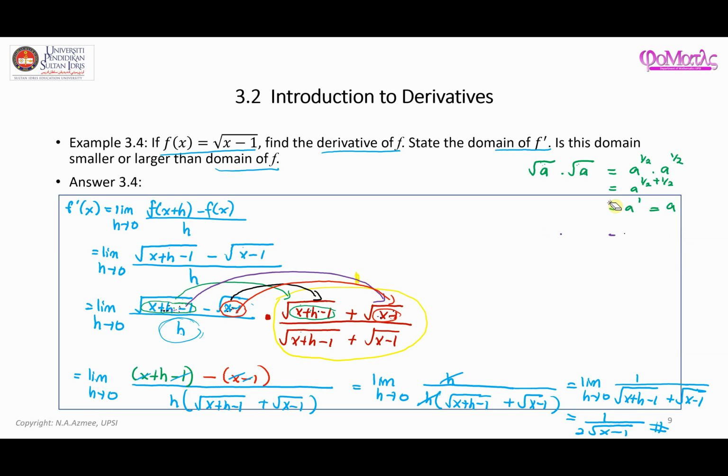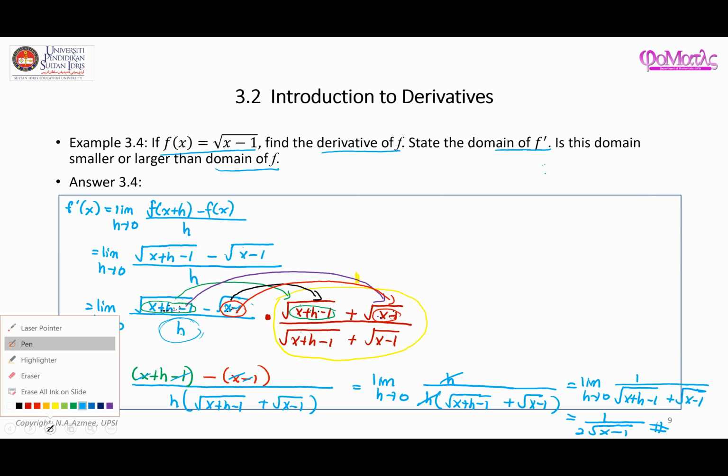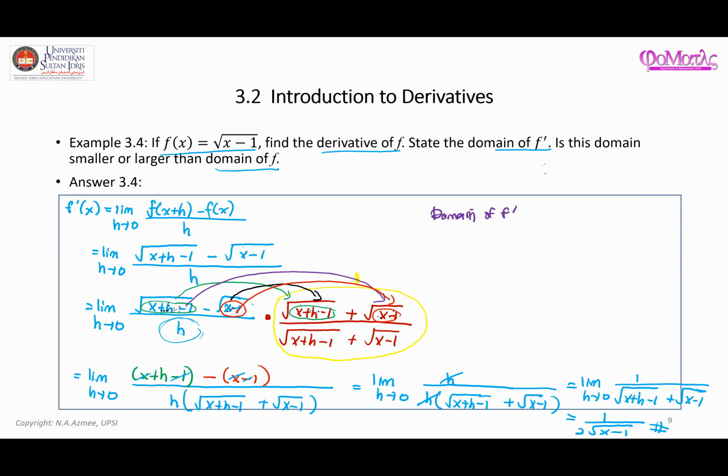Now you are asked to find what is the domain of f prime. So what's the domain of the result that you just got over here? You can see that this is f prime, and we know that f prime of x is equal to 1 over 2 times the square root of x minus 1. And we know that if you have a rational function, the denominator part cannot be 0, so that is something that you need to consider.